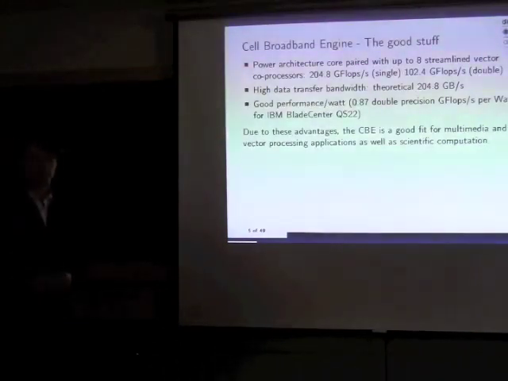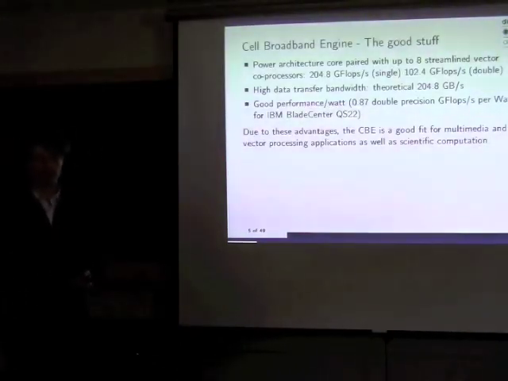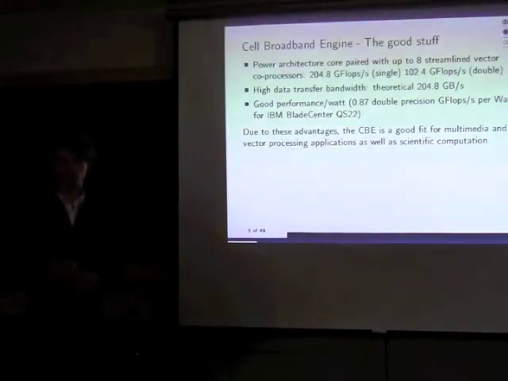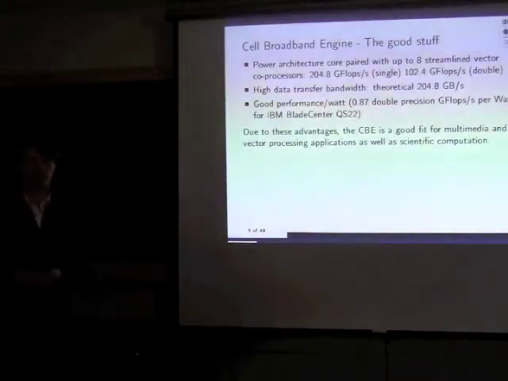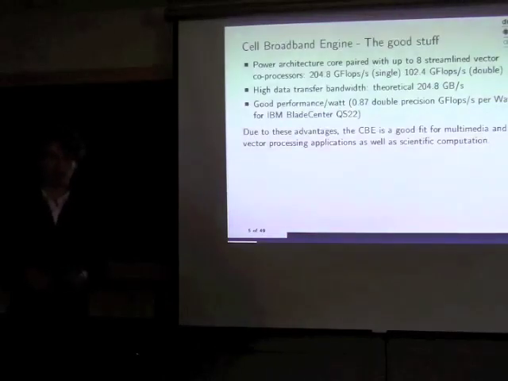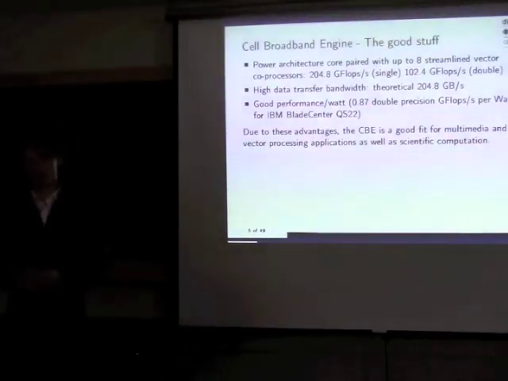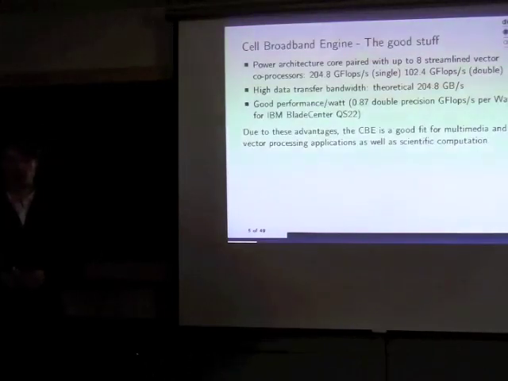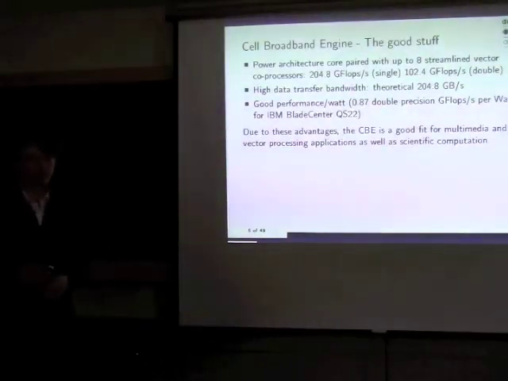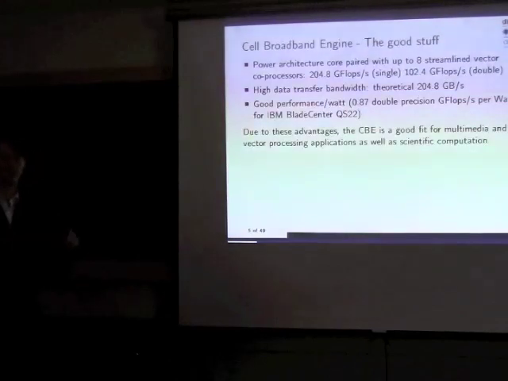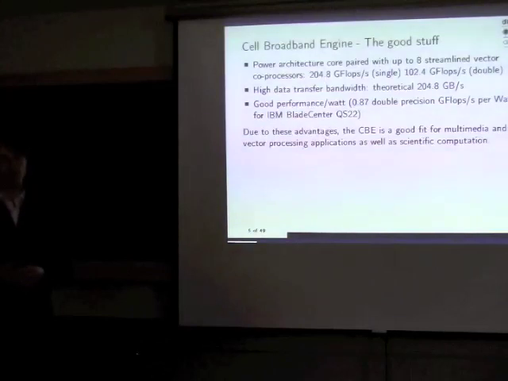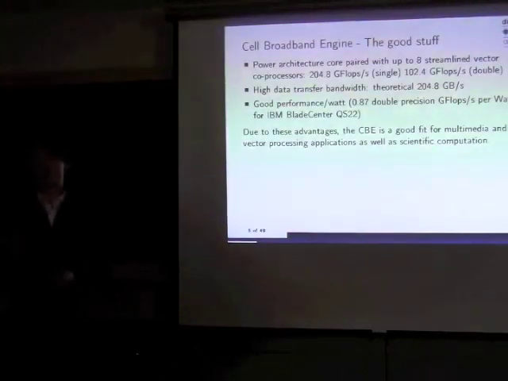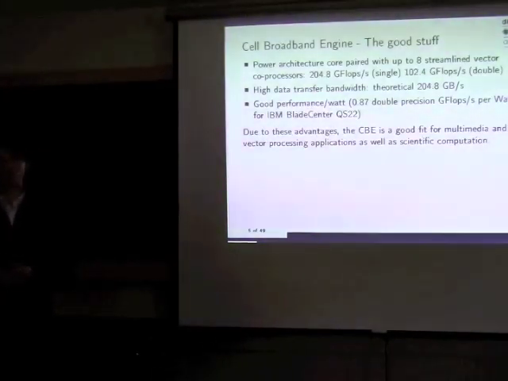Let's look at the features of the Cell Broadband Engine. It's, as I said before, a Power architecture core paired with 8 streamlined vector coprocessors. Together, these processors achieve 204 gigaflops of single precision processing power, or half that if you want to do your computation in double. The transfer bandwidth of this interconnect bus is extremely high: 204 gigabytes per second, and you have a very good performance per watt, which is important for embedded systems.